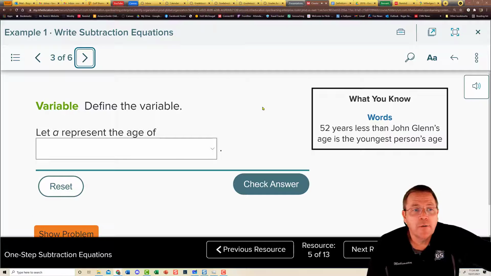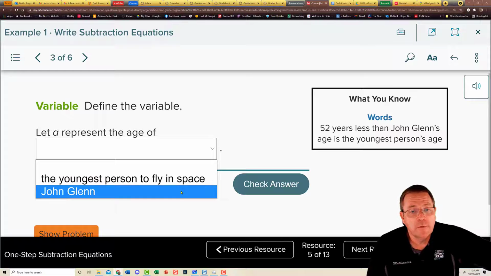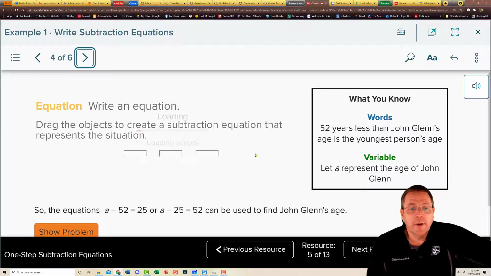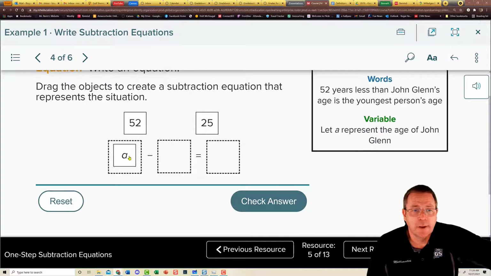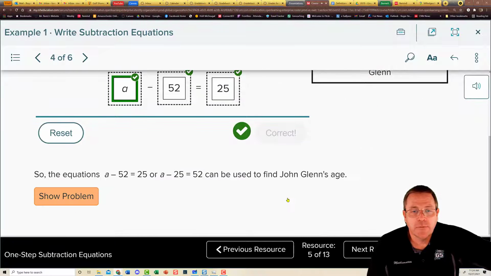Now we're going to have to take those values and substitute stuff in. So we're going to let A represent the age of, what do we not know? We don't know what John Glenn's age was, as he was the oldest person. We're going to check that answer. It checks. From there, it's going to be time to write our equation. So John Glenn's age, minus 52 equals the 25-year-old person. Check that. That checks.